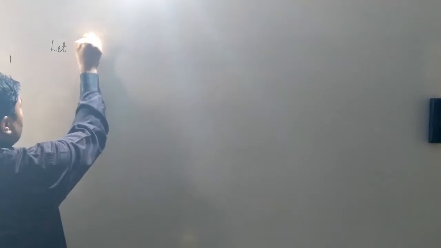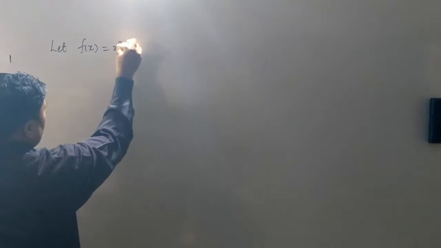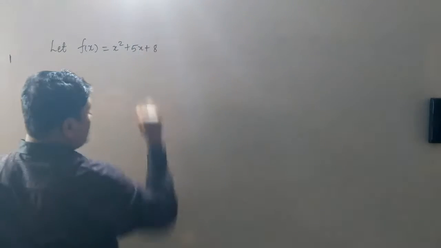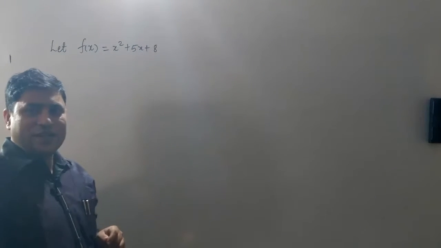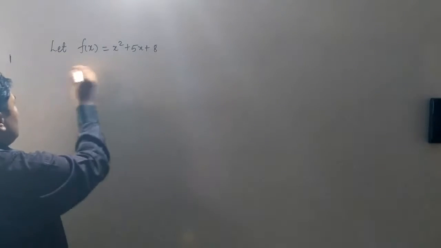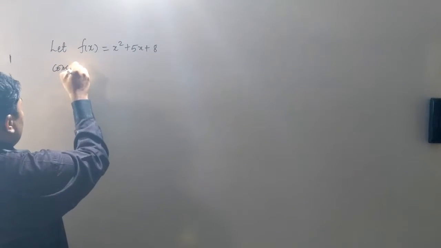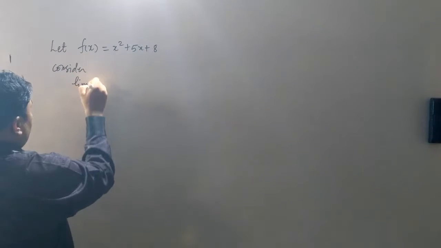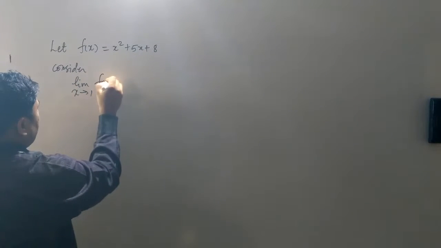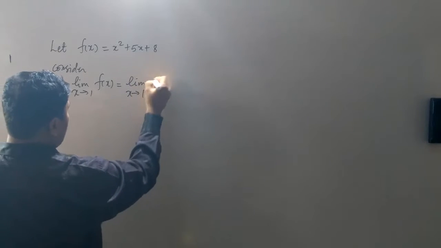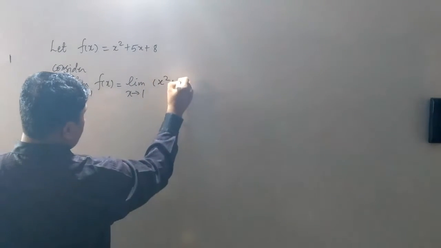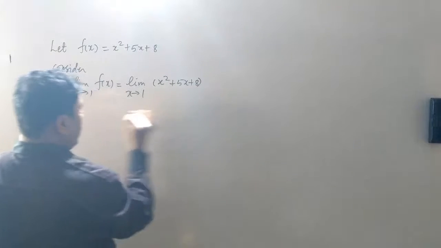Now we will see another example for the limit. For example, we have the function f of x is equal to x square plus 5x plus 8, and now we want to find out the limit for this function as x tends to 1. So we consider limit x tends to 1 f of x. So this is equal to limit x tends to 1 x square plus 5x plus 8.